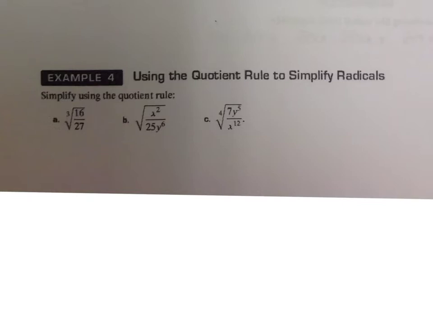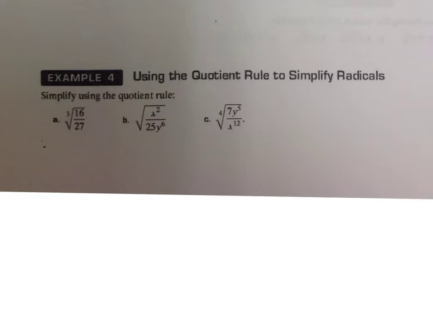And the quotient rule says that if we're taking the cube root or the square root or any other root of a fraction, it's the same as taking the square root or cube root of the top of the fraction over the square root or cube root of the bottom of the fraction. So you can do them separately. So let's look at A.